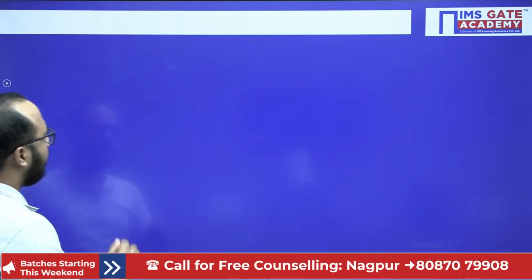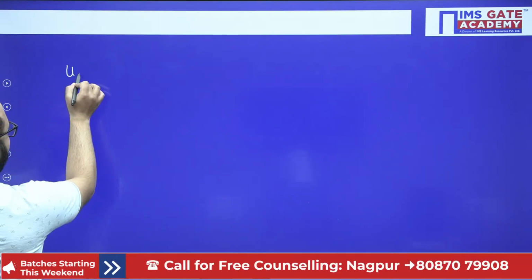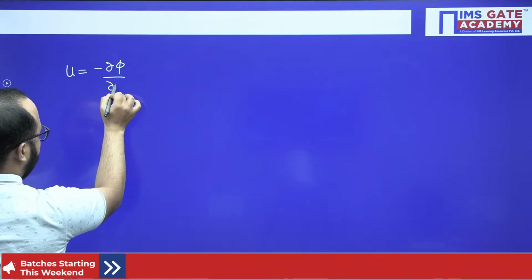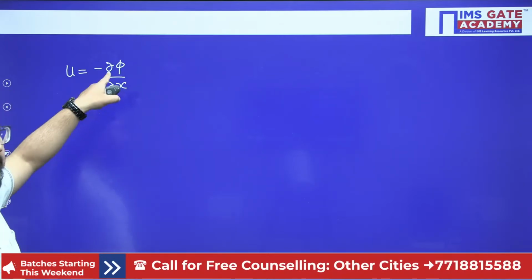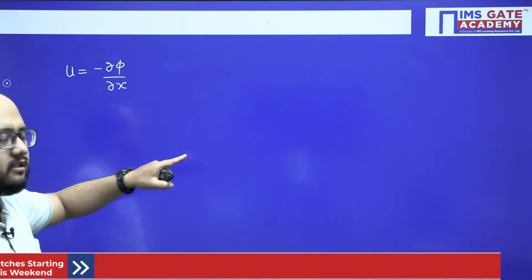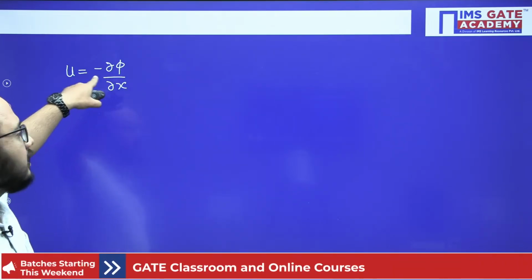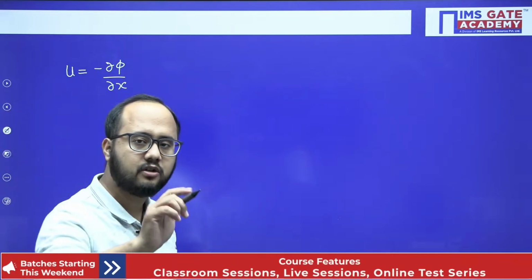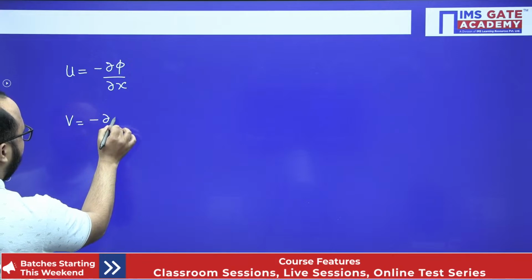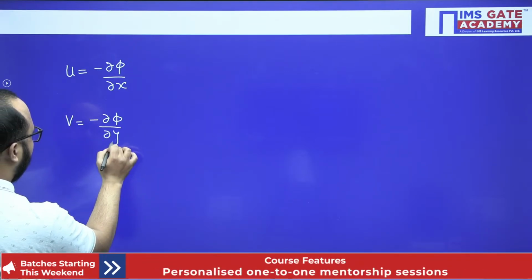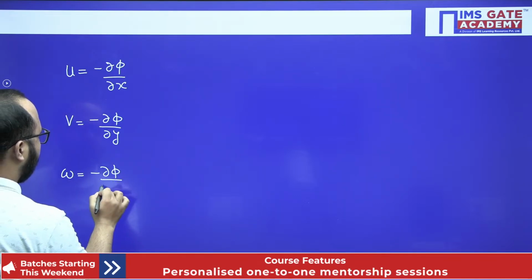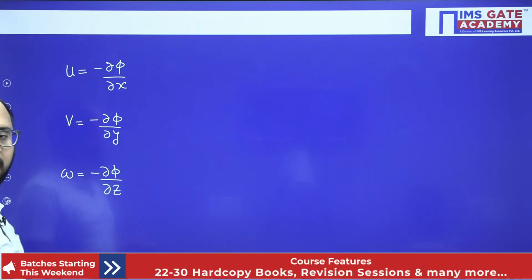All velocity components will be written according to the definition given for the velocity potential function. Let's suppose first of all u, if I am writing, it will be minus dou phi by dou x. If you take a partial derivative of a velocity potential function in any direction, let's suppose x, with negative sign, it will give you the velocity in that particular direction only, right? Similarly, v is minus dou phi by dou y and w is minus dou phi by dou z. Right everyone? I hope the point is clear.